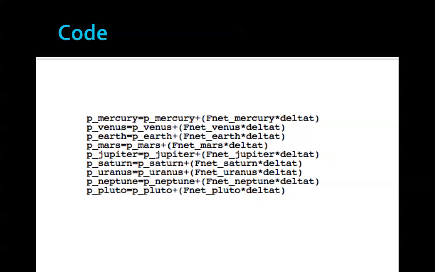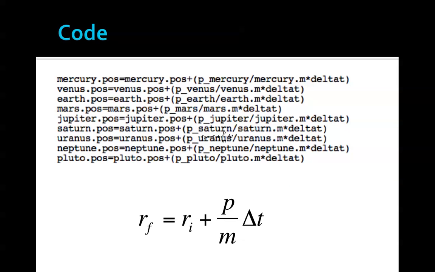I then used the new F-net that was calculated to find the new momentum of each planet. From there, I used the new momentum to find the new position of the planet. I have included the equation that I used to find the new position. We used momentum due to the fact that we found F-net and to make sure that the new position would be in vector form.